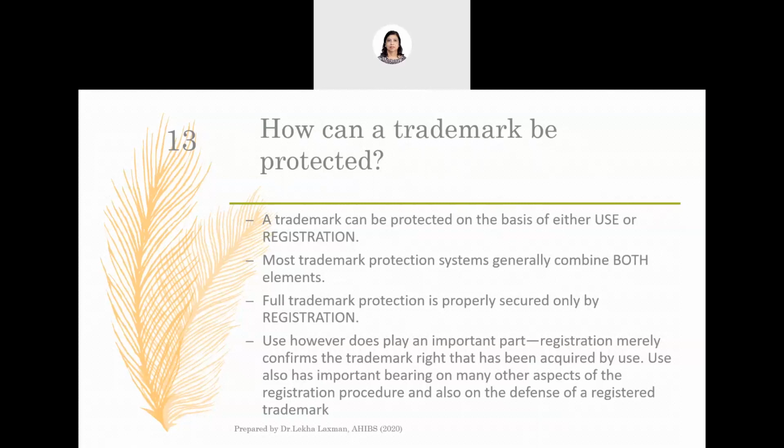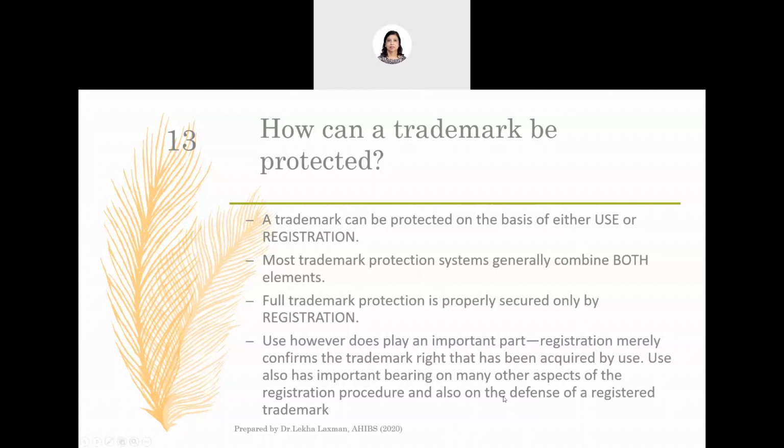Okay, now, predominantly, most trademark protection systems will combine both these elements, which is protection through use and protection through registration. Okay, so full trademark protection is usually through registration. So by registering your trademark, you are guaranteed to have trademark protection. However, use also plays an important part, because registration merely confirms that the trademark right has been acquired by use. So that means that you have used it and now you're registering it to sort of reserve that particular trademark for your business. So definitely usage is also important because you're using it in relation to your particular product in your business or a particular service of your business, right?